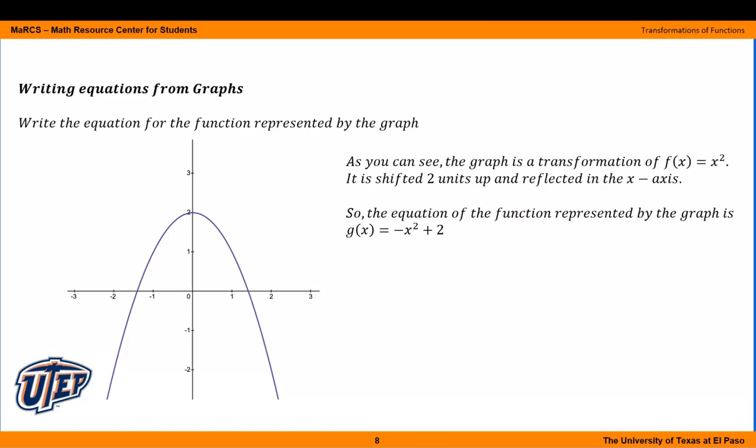Now let's combine transformations. We start with f of x is equal to x squared. Then reflect across the x-axis, this would be equal to negative x squared. We shift it up 2 units, so the final function is g of x is negative x squared plus 2. Always apply transformations step by step.